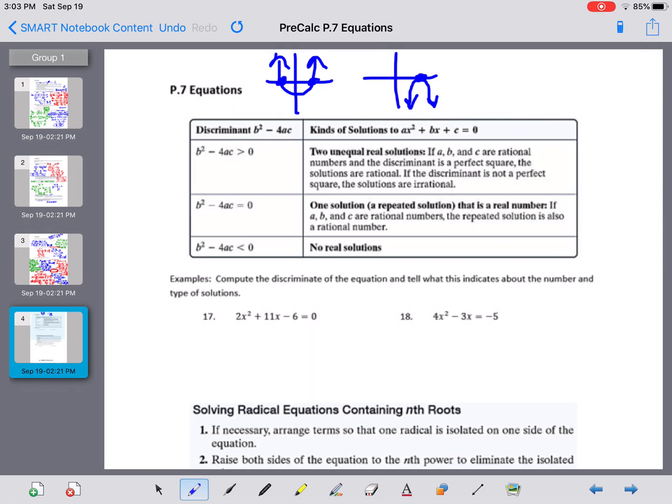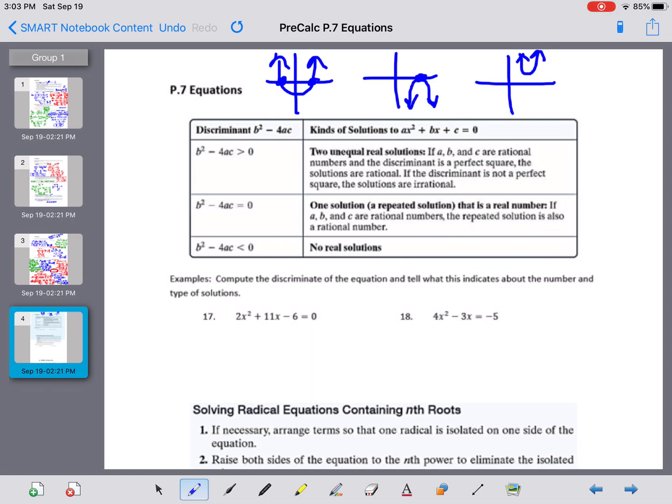okay? Then you still have your parabola that you draw there, and when you're done drawing the parabola, it never touches the x-axis, okay? If it never touches the x-axis, it has no real solutions, okay? Those are our 3 options if you want to think of them visually.